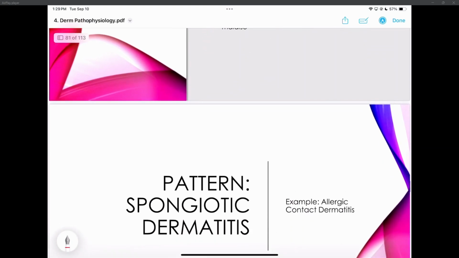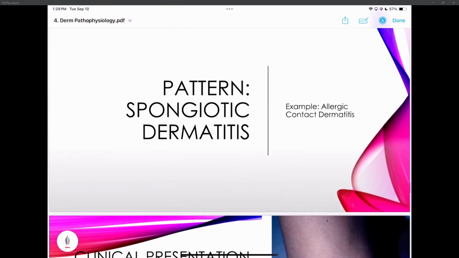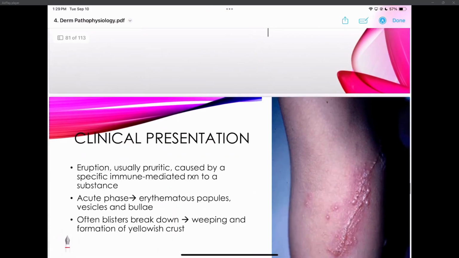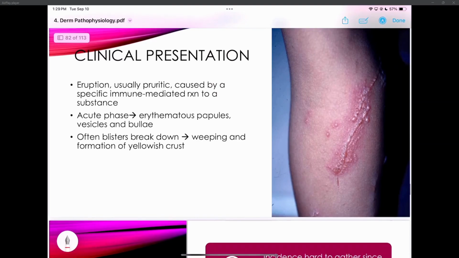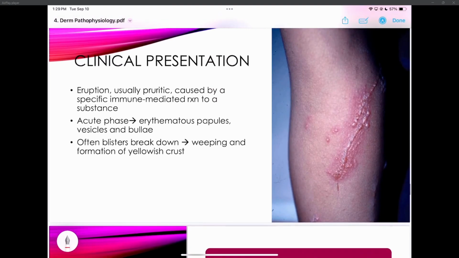So that is vasculitis. The next one, spongiotic dermatitis. This is your allergic contact dermatitis. Spongiotic, with a sponge. Eruption is usually pruritic from an immune-mediated reaction to a substance. So immune response to something that's causing it. Again, contact dermatitis, we talked about those delayed hypersensitivity reactions. Okay, cheap jewelry causing a reaction. This is what we're talking about.